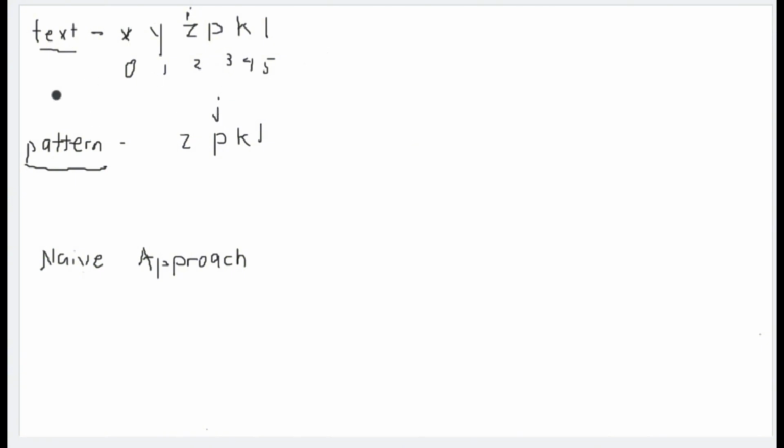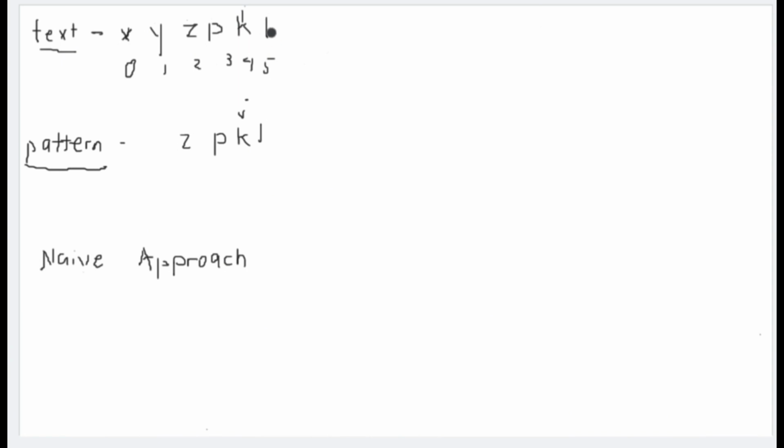So j goes here and i goes to p, the index of p, which is 3. Since they both match, we do the same thing again. Since they both match, we're going to be moving both i and j. So i goes to k, and j goes to k.